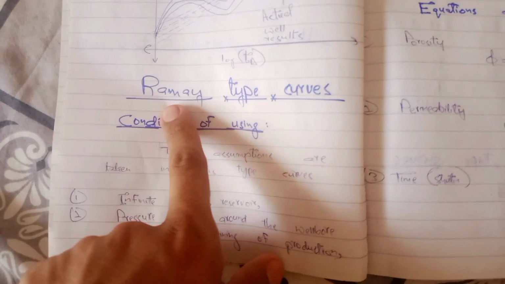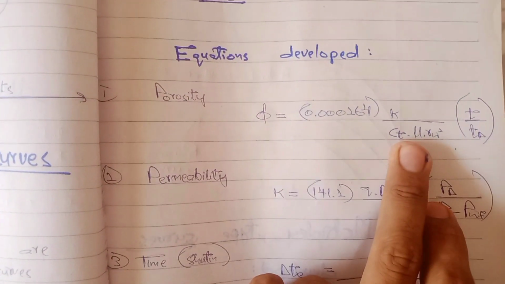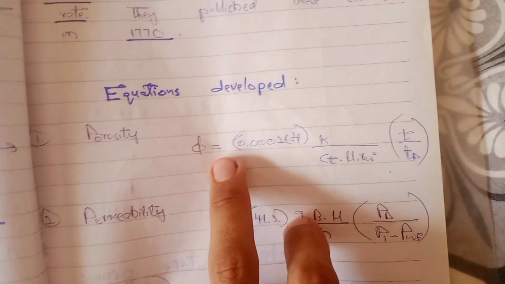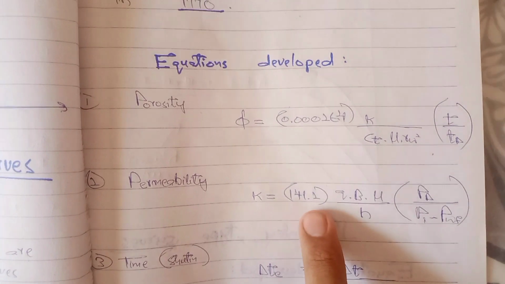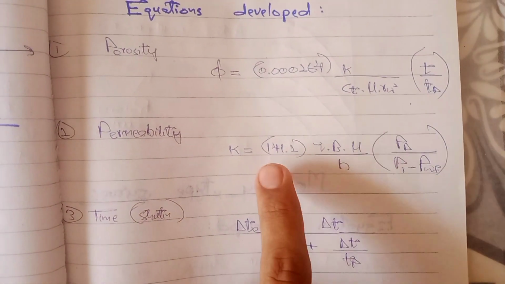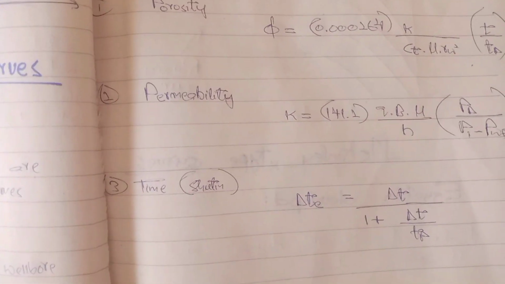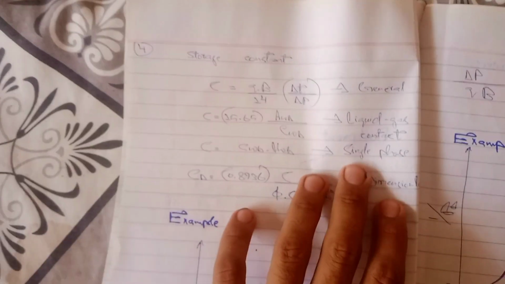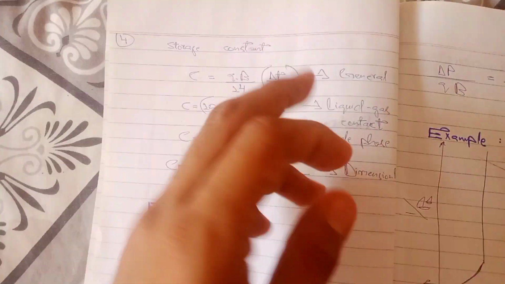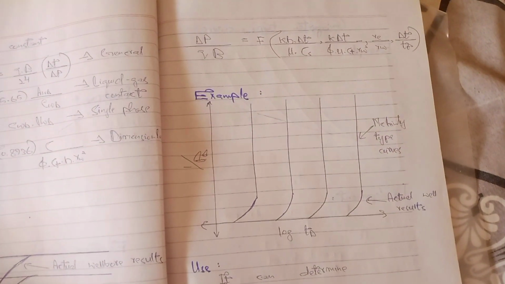For example, Rame was a person from India, and he had these equations. He had this equation for porosity. Porosity is like spaces in rock where fluid is trapped, and then he has this equation for permeability. Permeability is how much fluid can flow. He had this equation for shut-in, for how long you can keep the well shut in order to equalize the pressure throughout the well. And then he had storage constant, that is how much storage is possible within the rock.